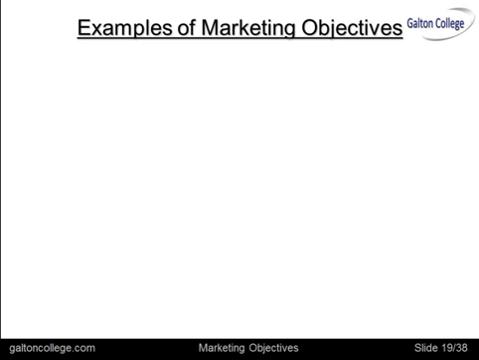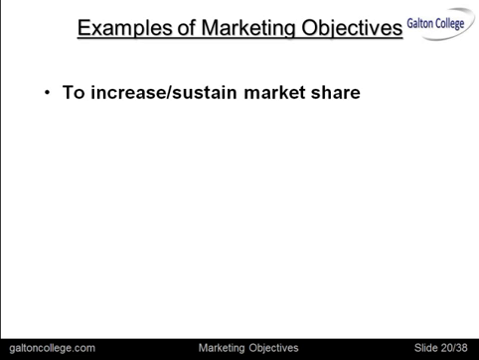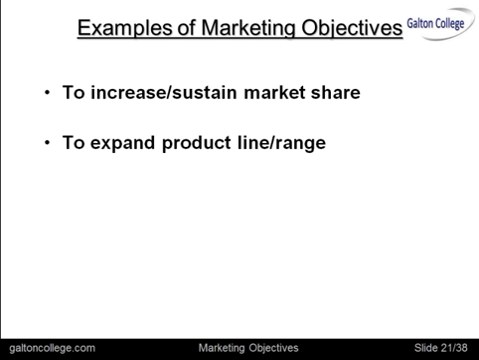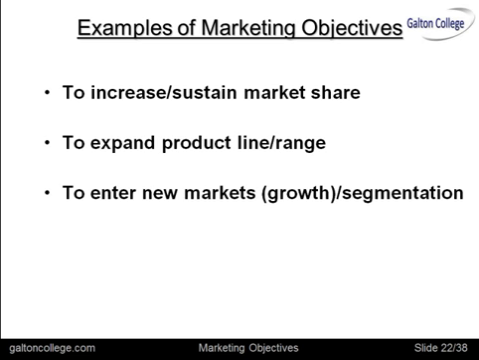Now, examples of marketing objectives. Well, one example could be to increase or sustain the market share. That could be one of the objectives that's set. And you would apply the SMART framework to aiming at that. Or it could be to expand the product line or the product range. That could be an objective. Or even to enter a new market or to segment markets more effectively.